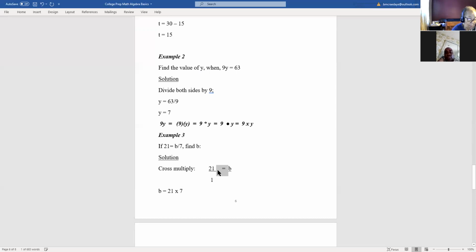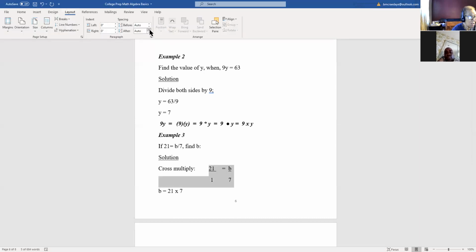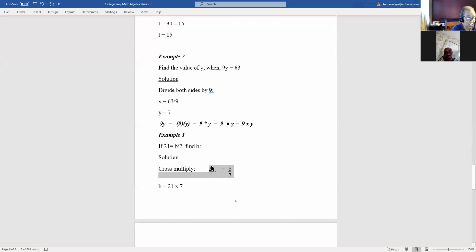So that would be b over 7. When you cross multiply, you just say 21 times 7 is b times 1, and b times 1 is b, and 21 times 7 is equal to what? 147. Now let's look at the next example.